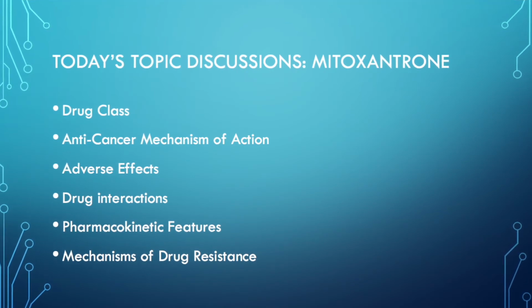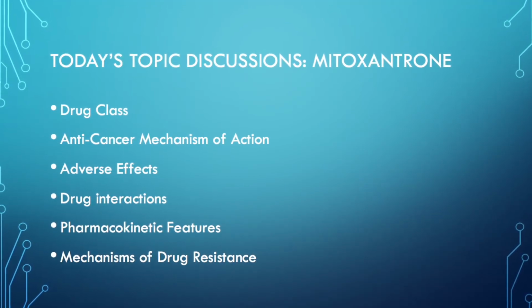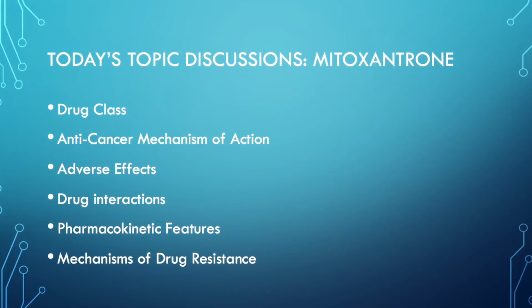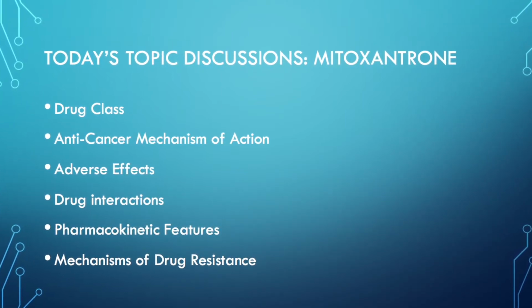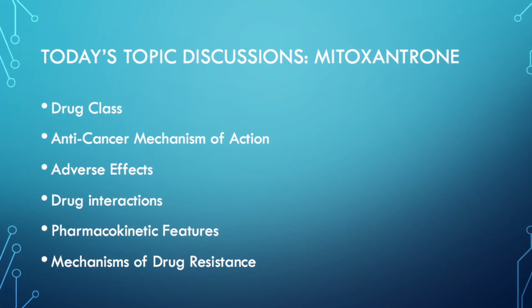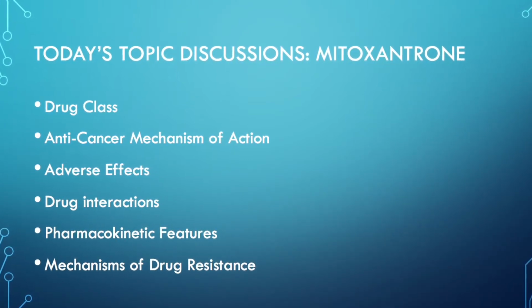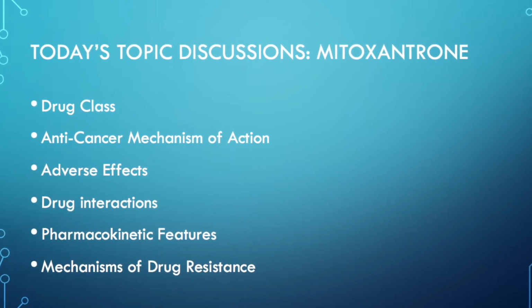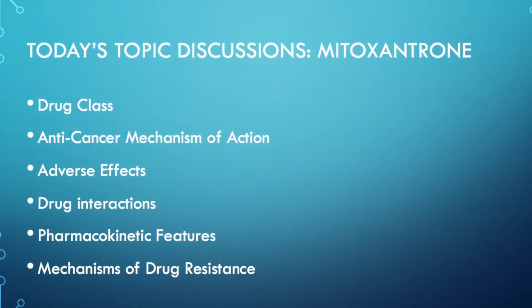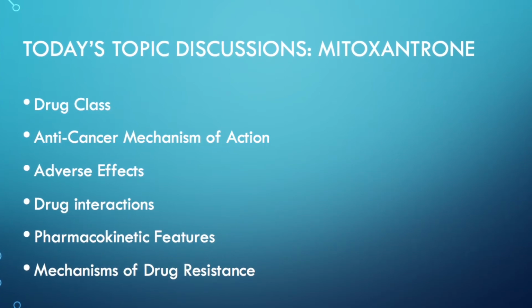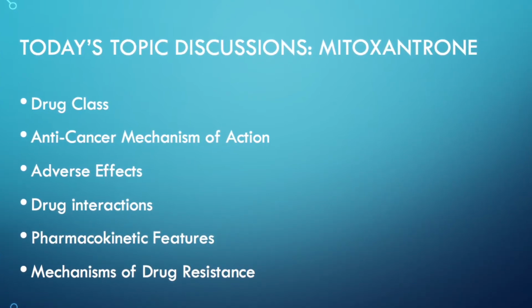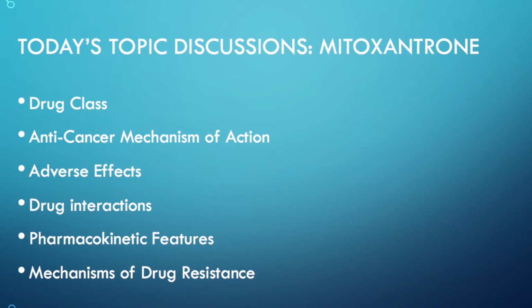Today on Farm News, we're going to talk about a very serious topic, an anti-cancer agent known as mitoxantrone, also known by the brand name Novantrone. An outline of what we will discuss today is the medication's drug class, anti-cancer mechanism of action, adverse effects, drug interactions, pharmacokinetic features, and the primary mechanisms of drug resistance. This is Madison continuing the reporting on this interesting drug known as mitoxantrone.